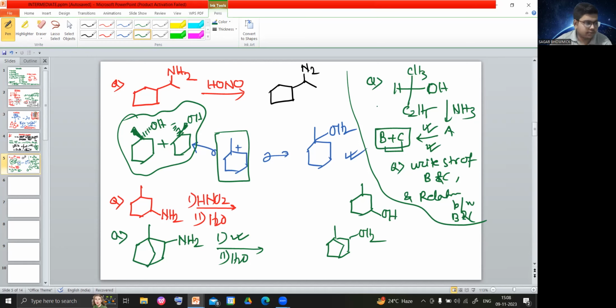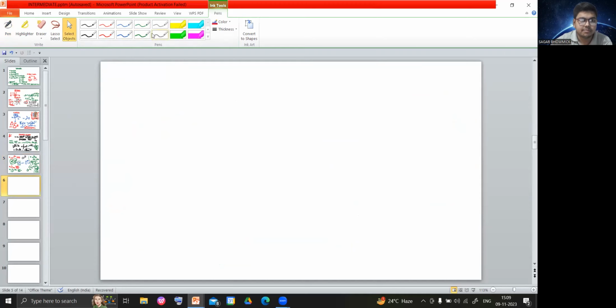First, for your convenience, you can convert it to a flying wedge projection, and after that you can tell the relationship. Okay, I am writing the answer. Do it yourself and match with this. The product will be OH, and the relationship will be enantiomer. Enantiomer.